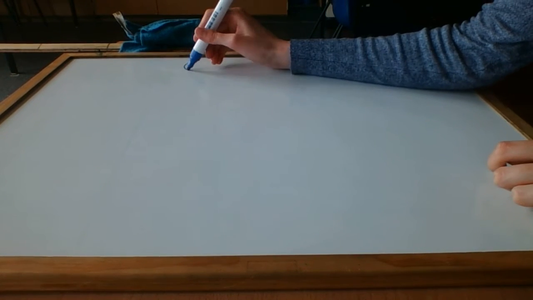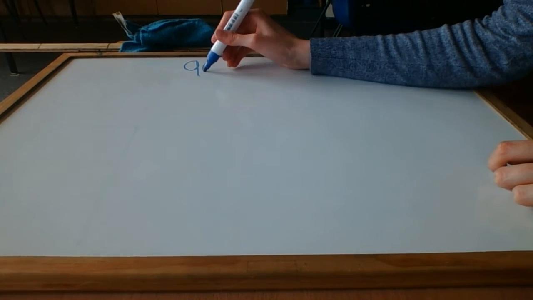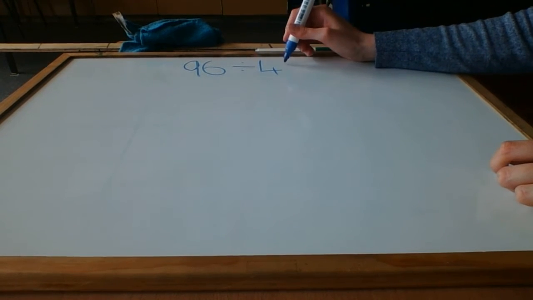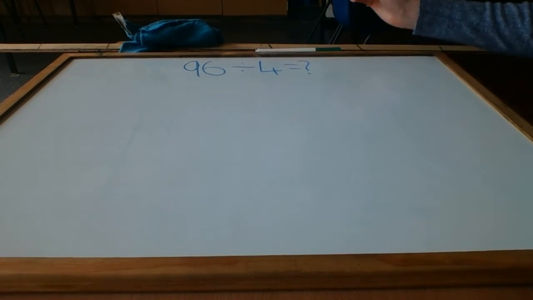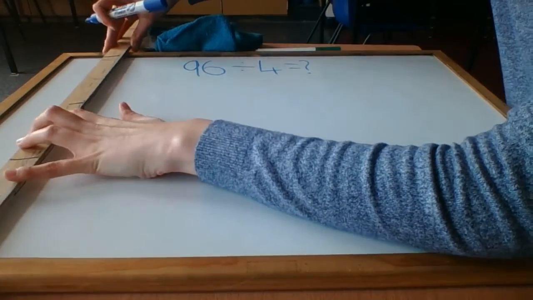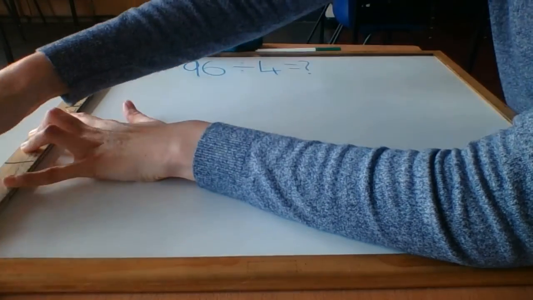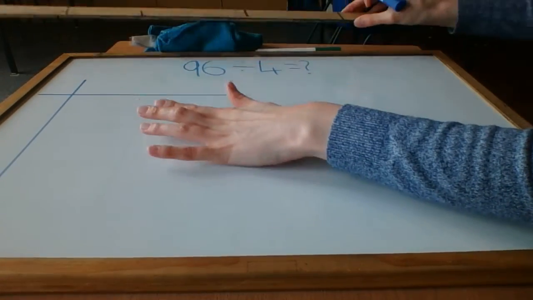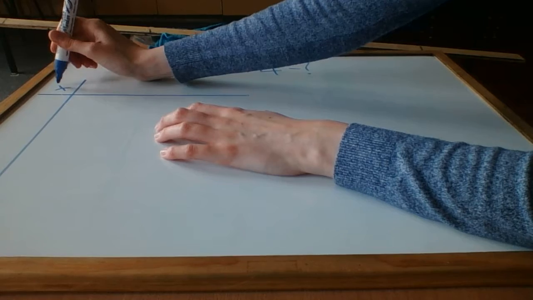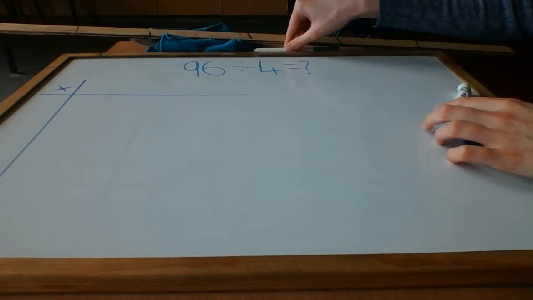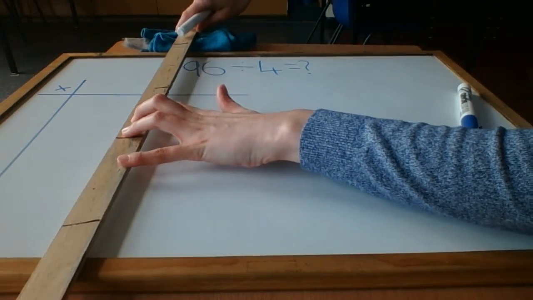So we're going to have a look, year four, at the question 96 divided by 4 equals something. And again, like yesterday, I'm going to start by drawing an array, like this over here. There we go. Multiplication sign. And again, I've got tens and ones, so I need to split my array into tens and ones.